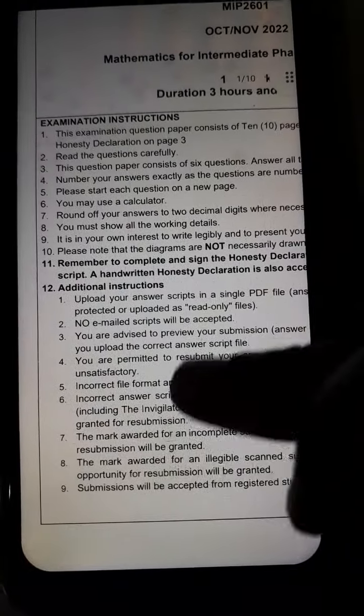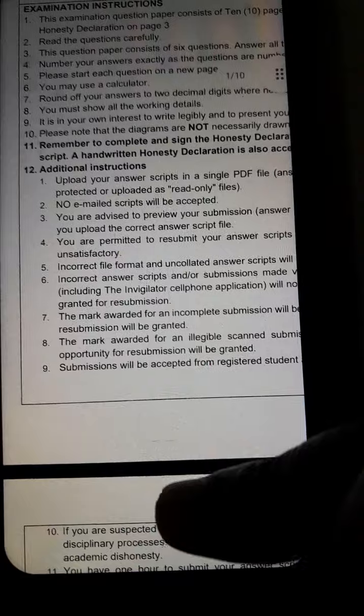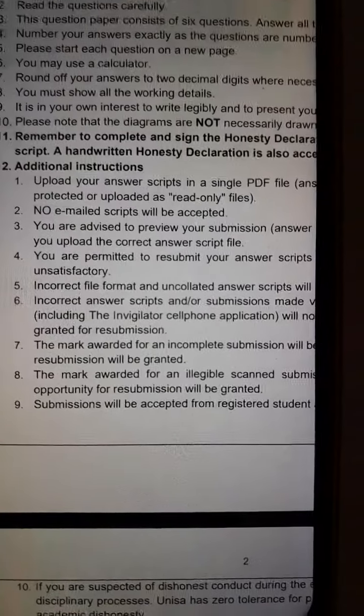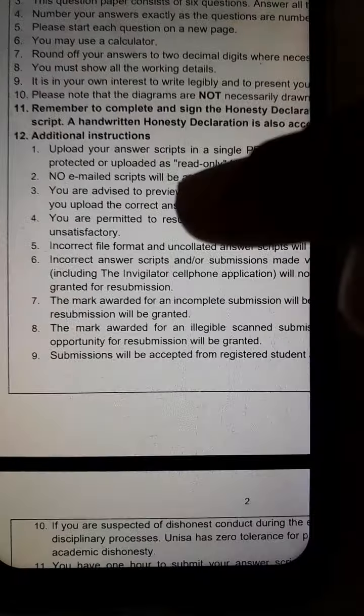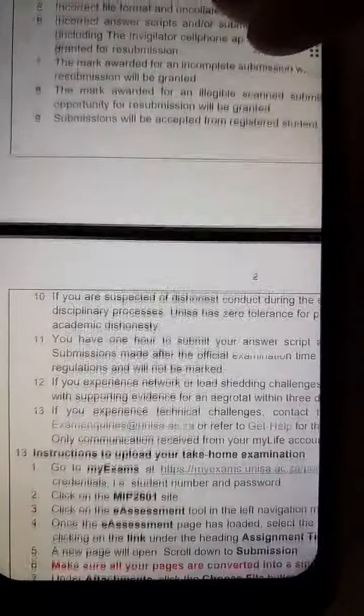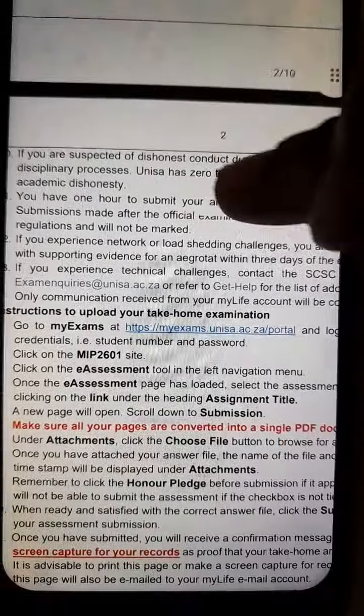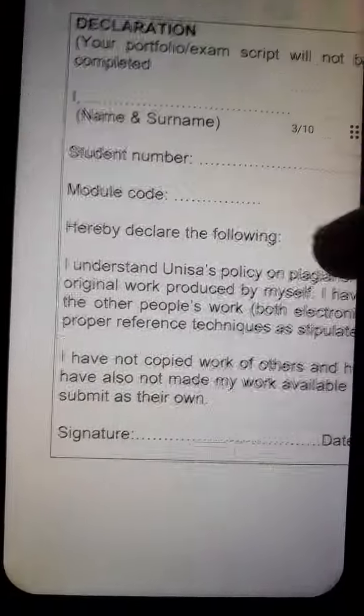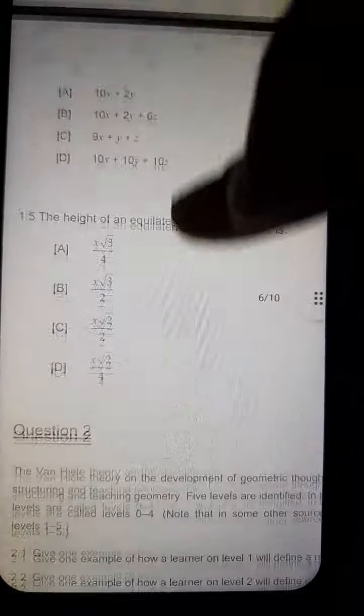As well, you need to read the examination rules before you start your exam. You will have to read all the instructions and follow whatever is needed, guys, so that you are on the safe side. Put the declaration, follow the invigilator app.